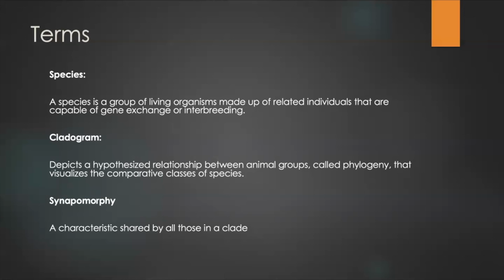Synapomorphy. A synapomorphy is a characteristic shared by all those in a clade. In addition, it is a derived character, which is common between an ancestor and its offspring. For instance, mammals share the synapomorphy of the ability to produce baby milk, which is a liquid excreted from the body in order to feed babies.